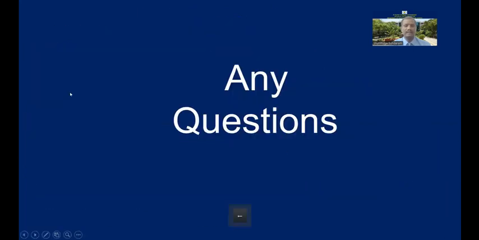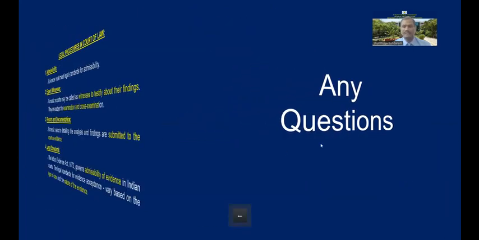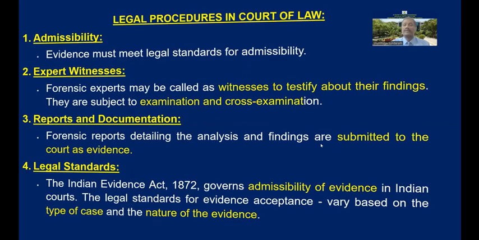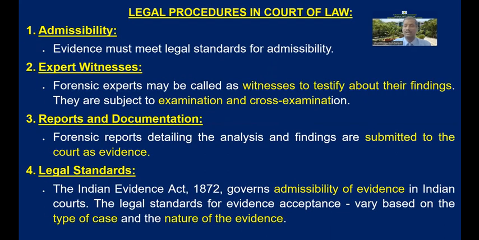So here, on legal evidences, the Indian Evidence Act 1872 governs the admissibility of evidences in Indian courts. The legal standards for evidence acceptance vary based on the type of case and nature of the evidence. Here are the four important things in the legal process in a court of law: admissibility of evidences, expert witness, reports and documentation, and legal standards.